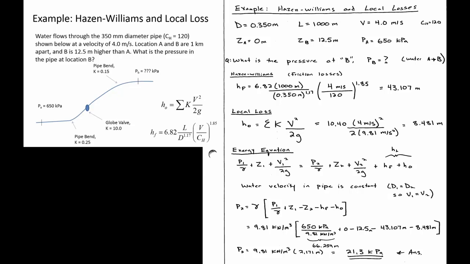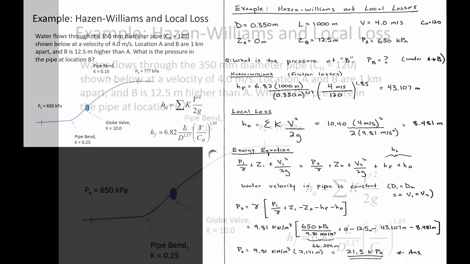Putting in the sum of the K values, 10.4, and multiplying that by the velocity head, we get that the local losses are 8.481 meters. So this is the energy that there was at A. 66.259 meters of energy was there. We lose 43 due to pipe friction, 8.48 due to local losses, and we lose 12.5 because of the elevation change. And what's left over, there's 2.171 meters of head at B, which yields a pressure of 21.3 kPa.